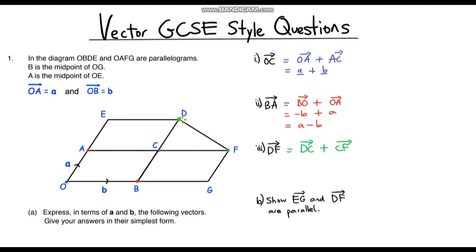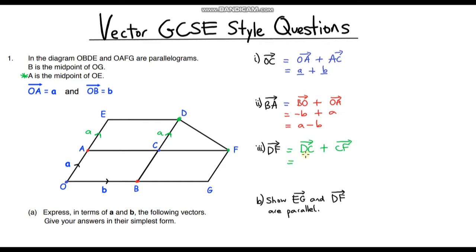Now, let's think about what the vector DC is. Now, we know the vector OA, well, that's A. Now in here, if we look at this line here, it says A is the midpoint of OE. So this is the midpoint of this line. So if this is A, this vector here is also A. And now if we know that this vector is A, we also know that this vector is A, because they are parallel and they're exactly the same length.